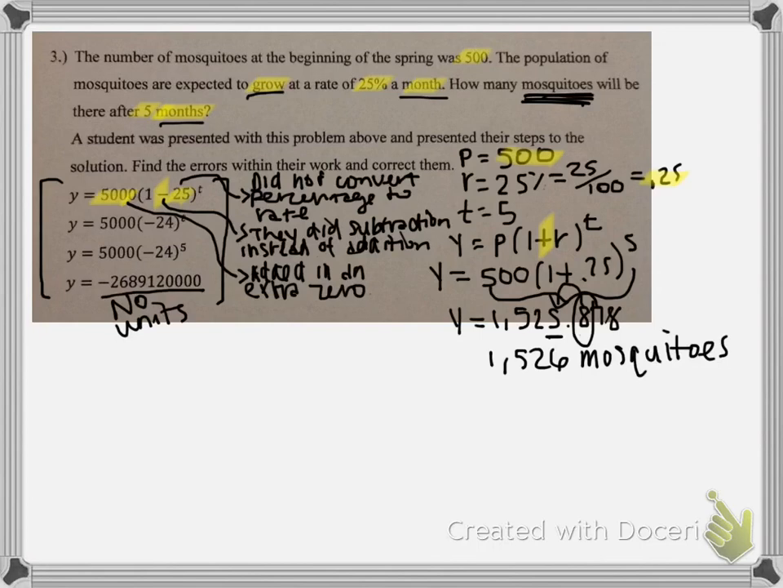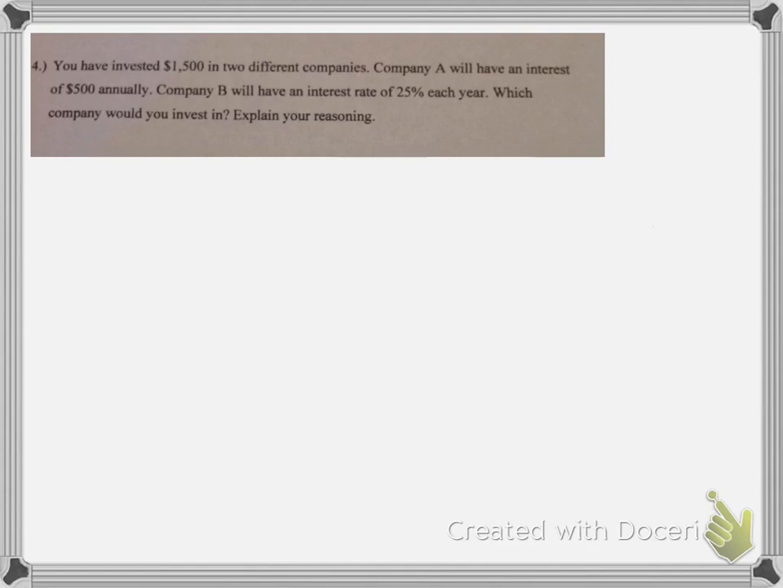Alright, so next problem. This problem says you have invested $1,500 into two different companies. Company A will have an interest rate of $500 annually. Company B will have an interest rate of 25% each year. Which company would you invest in? Explain your reasoning. Alright, so when I read these types of problems, I go ahead and highlight important information that I see off the back.